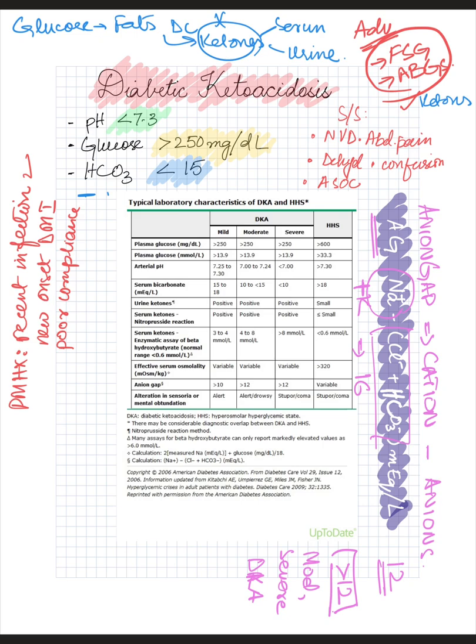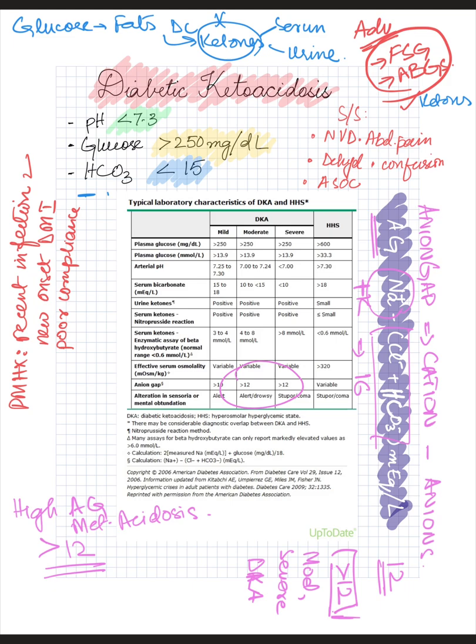So, as the anion gap is greater than normal, 12 is normal and it is greater than 12, it is also known as high anion gap metabolic acidosis. So, it is one of the kinds of high anion gap metabolic acidosis.